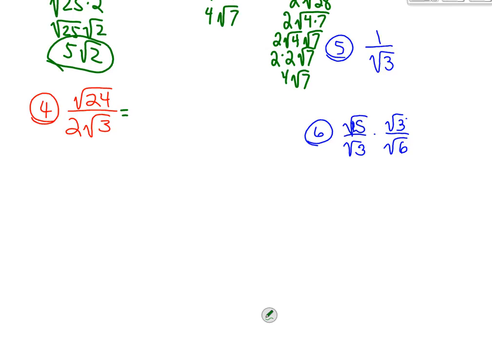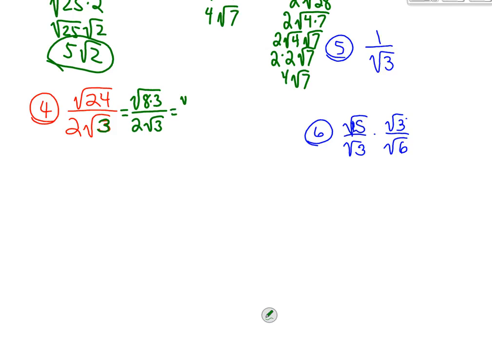So I'm going to rewrite that square root of 24. It has a perfect square, oh, not a perfect square factor. It has a factor of 3, and we want to be able to cancel it with that 3 on the bottom. So I'm just going to rewrite this as the square root of 8 times 3 over 2 the square root of 3.